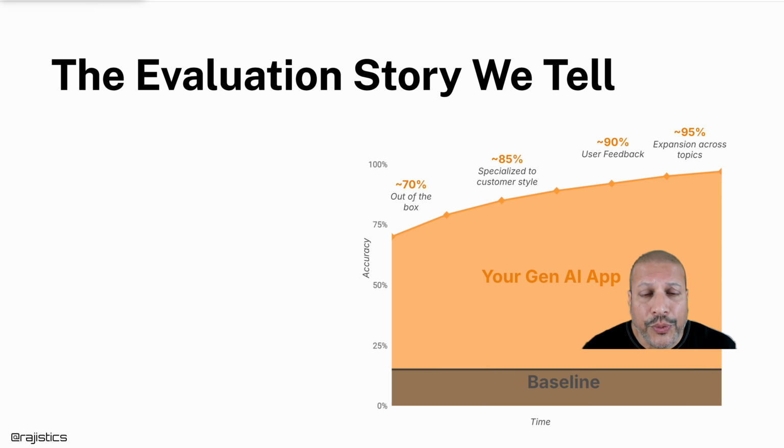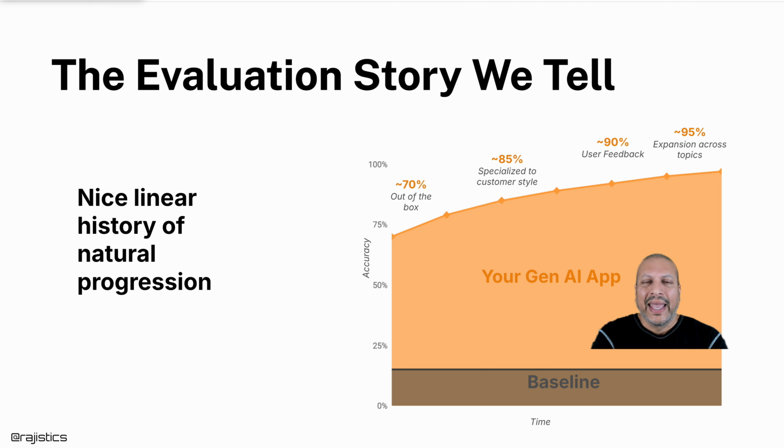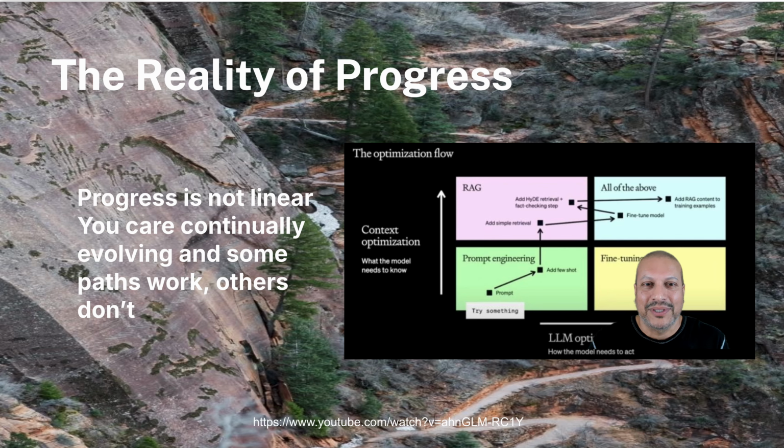Now, as you go through this, if you haven't done this stuff before, you often see people tell a story like this. Like, hey, we started off, the performance wasn't that great, but then we started tweaking some things. We're able to get to a really good performance. And this is this nice, linear history of the natural progression of what happens. Let me tell you, that's not actually how it happens. The reality is you do a couple steps forward, you fall back, you do a couple steps forward, you fall back. It's not like that.